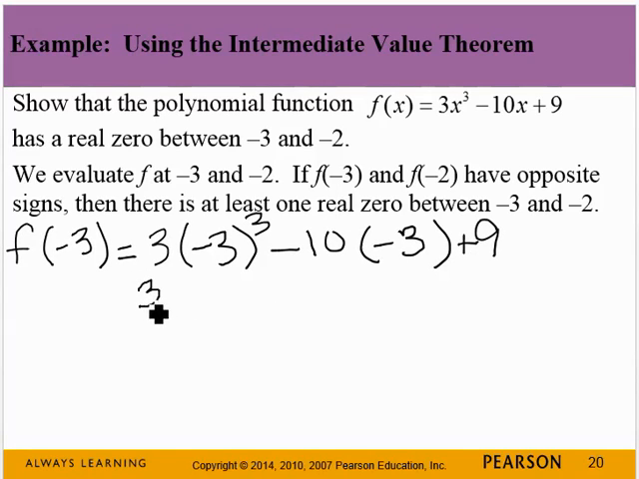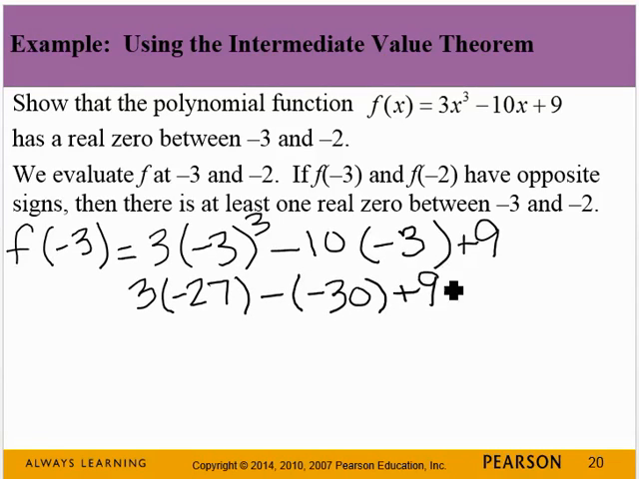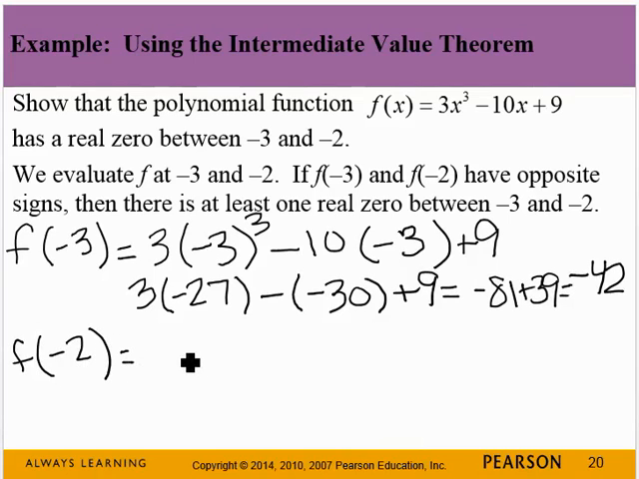So we have 3 times -27 minus -30. Now you do f of -2, and you use the same equation. You're not changing your equation at all.